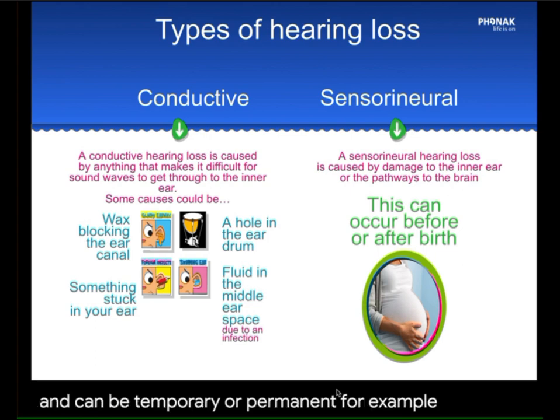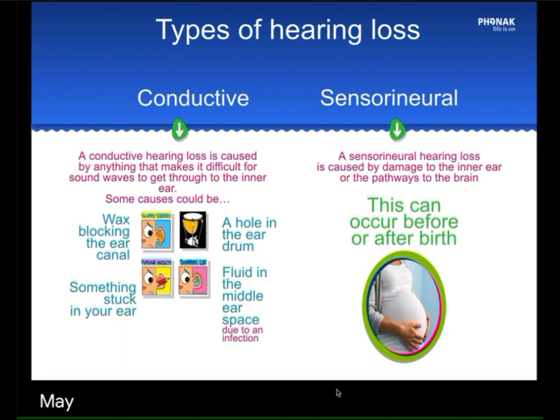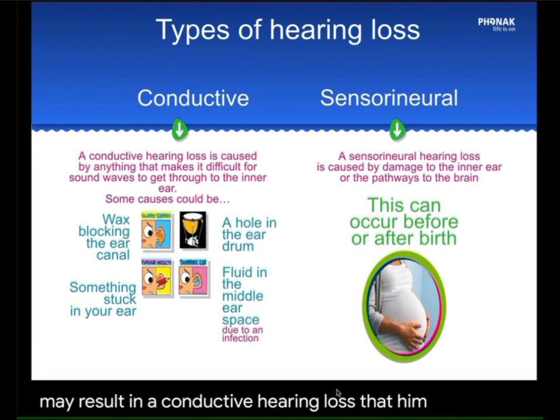For example, a child with chronic middle ear problems, like fluid or infections, may result in a conductive hearing loss that improves when the infection is resolved. A mixed hearing loss is a combination of both sensorineural and conductive hearing loss.